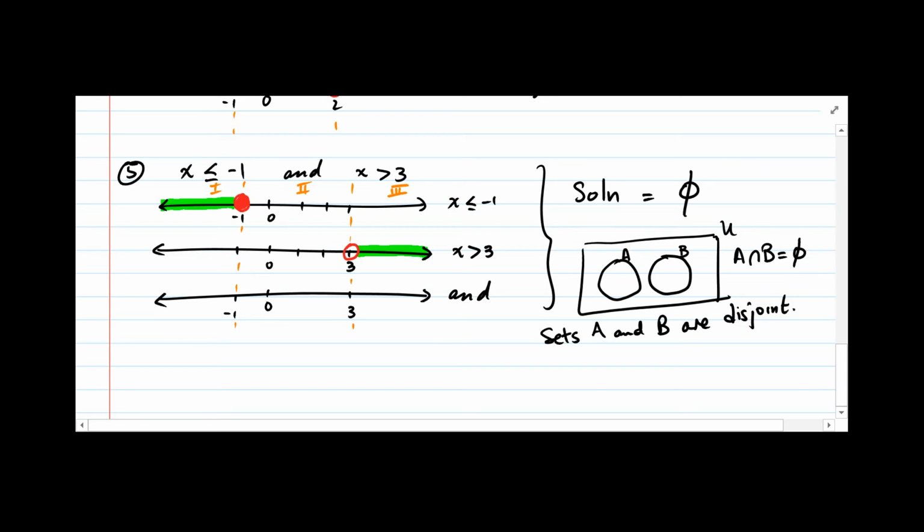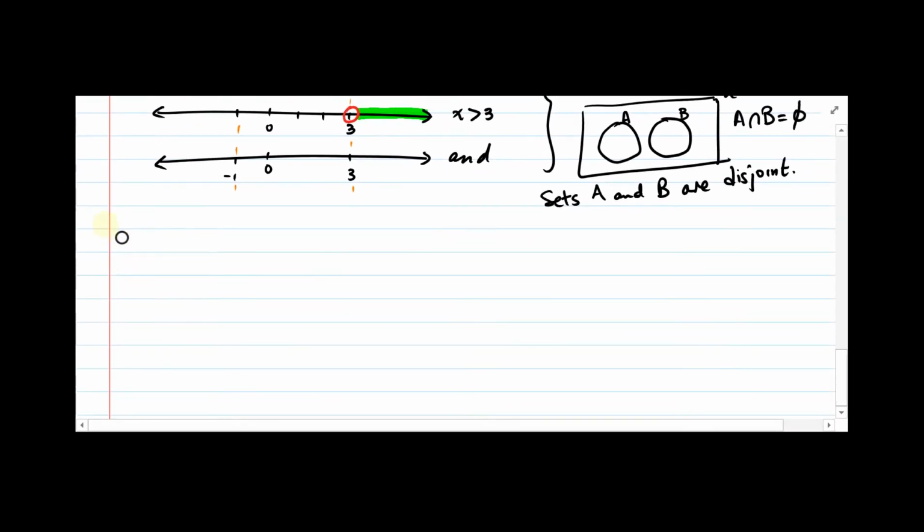So in essence, what we have here is a similar picture. There's nothing in common between the two lines or two inequalities that we had, and hence we have a resulting solution of the empty set. Okay. Let's continue some more.